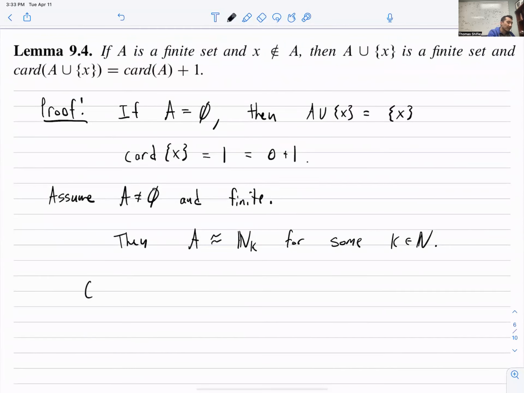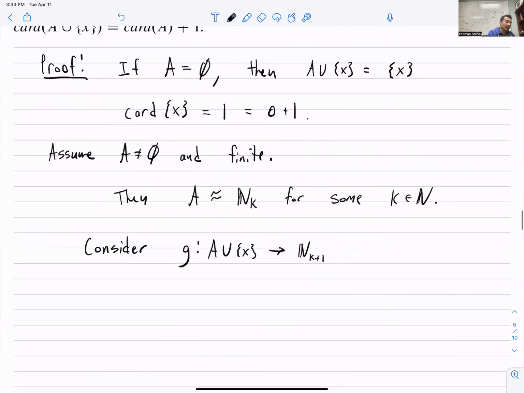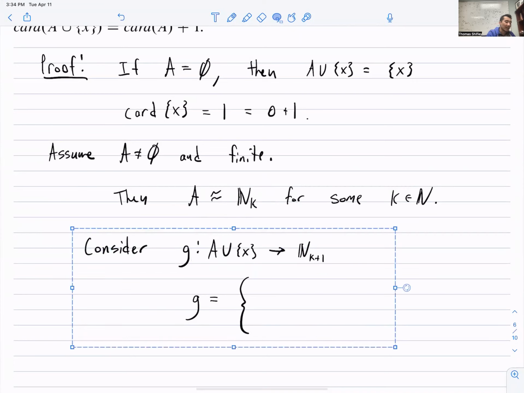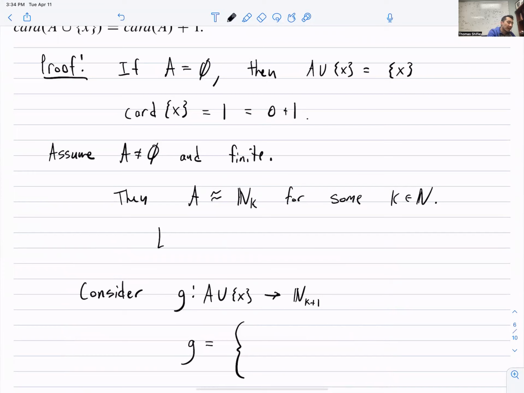So consider the following function, G from A union the element x to n sub k plus 1. It's piecewise. We should probably give this equivalence a map, a name. So let F be the bijection from A to n sub k. We can do that because they're equivalent, so there exists a bijection, and we're just going to give it a name.